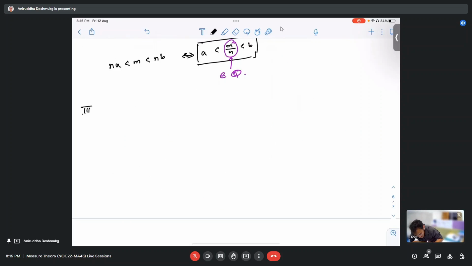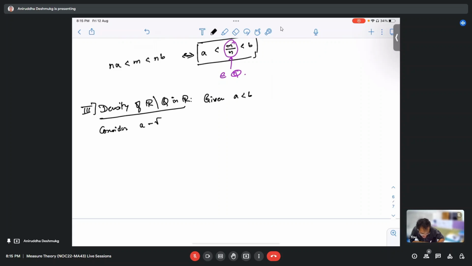So the third step is density of irrationals. What we will do again, given a less than b, we want to find an irrational between them. So consider a minus root 2 and b minus root 2. So a minus root 2 is less than b minus root 2. This would imply that there is a rational number r such that a minus root 2 is less than r is less than b minus root 2. Right?